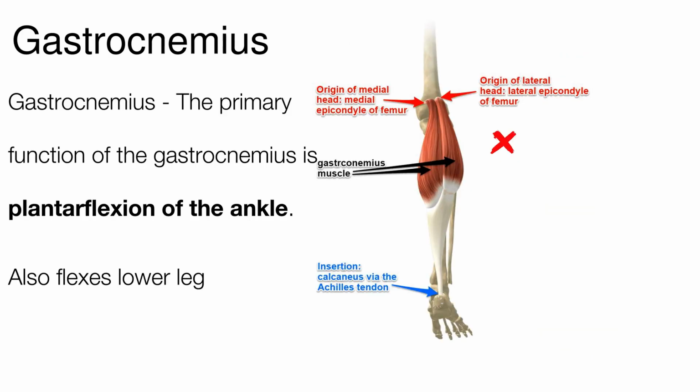Now let's discuss the gastrocnemius muscle. The gastrocnemius is the primary muscle responsible for plantar flexion of the ankle, meaning it helps point the toes downward. It also assists in flexing the lower leg at the knee. The diagram shows the two heads of origin on the femur and the insertion into the calcaneus via the Achilles tendon. This muscle is crucial for powerful movements like jumping and running.